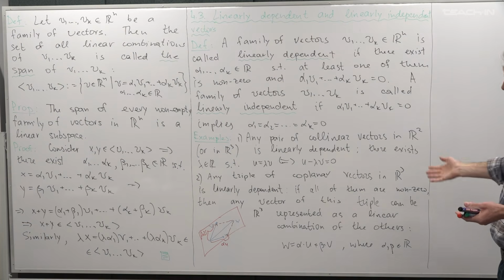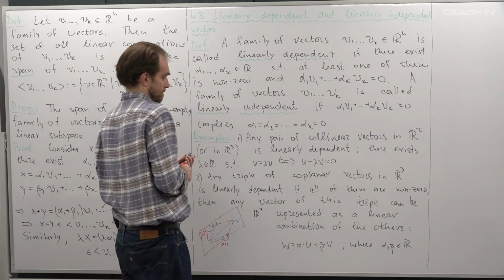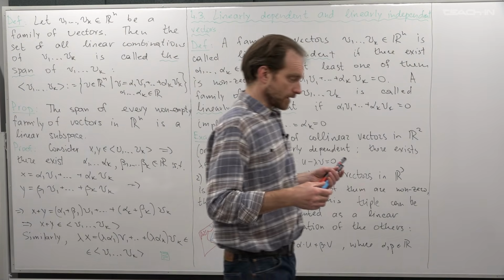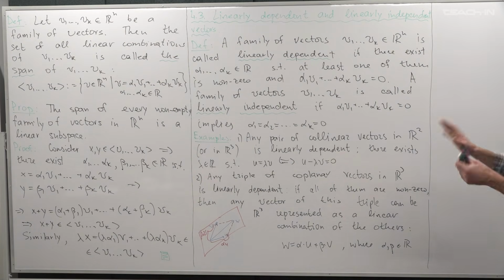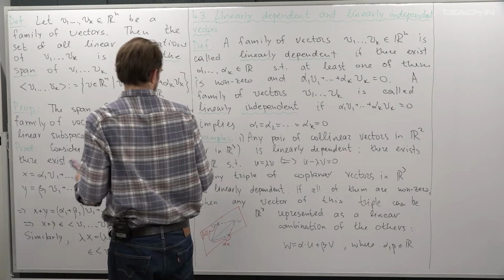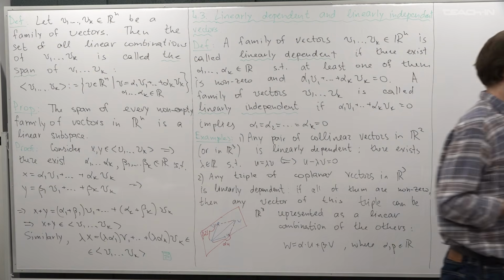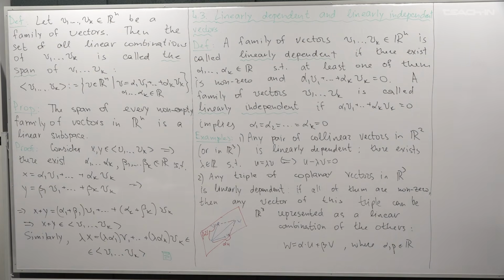And so if at least one of them is a zero vector, then we just have a pair of vectors, so they are in some subspace, and maybe I will discuss this a bit later, what happens if a family of vectors contains a zero vector. Okay, so any triple of coplanar vectors is linearly dependent, and the converse is also true: a triple of vectors in R3 is linearly dependent if and only if these vectors are coplanar.